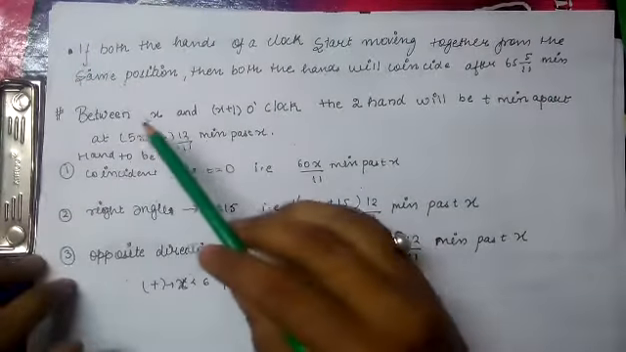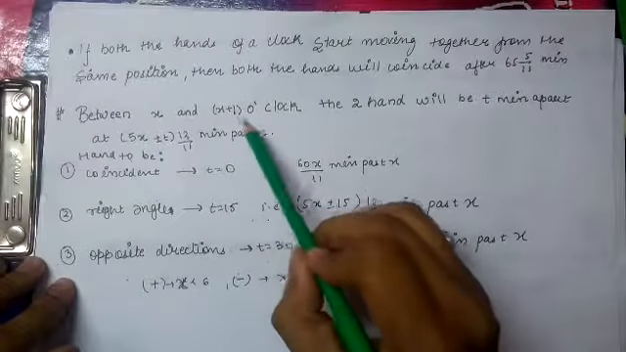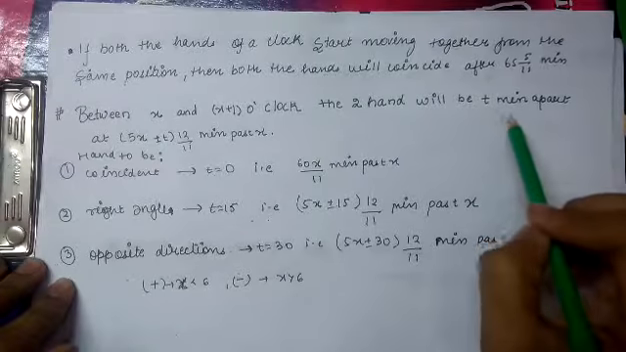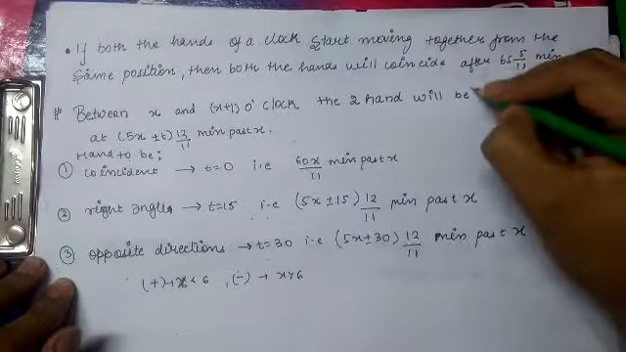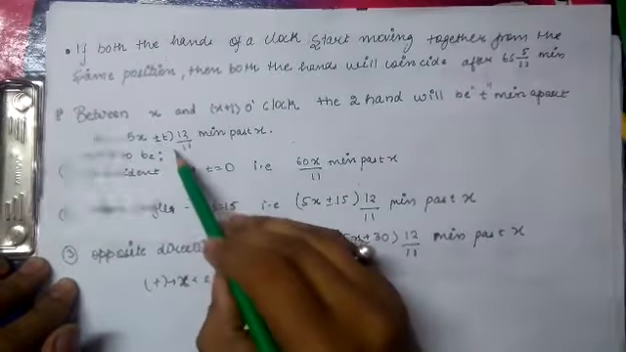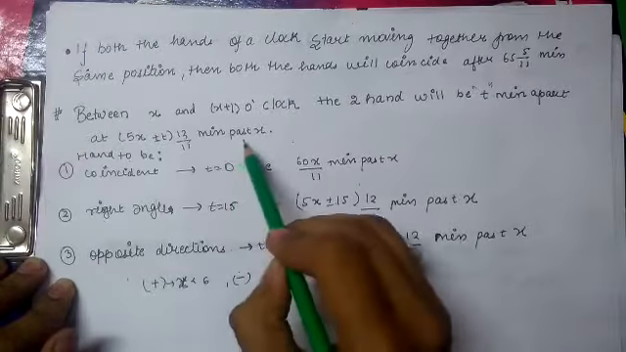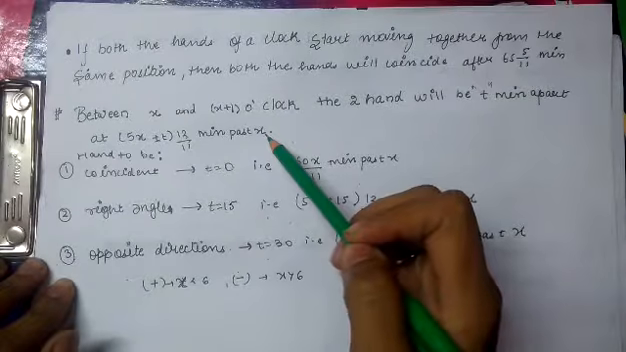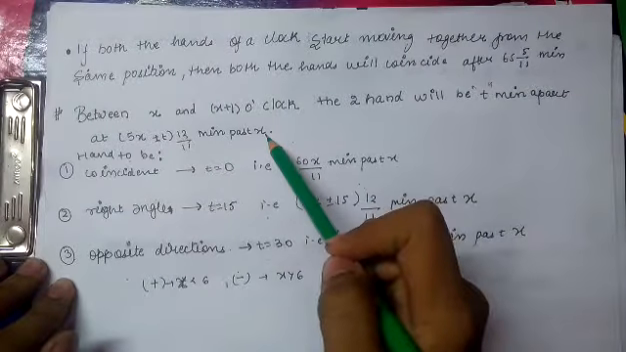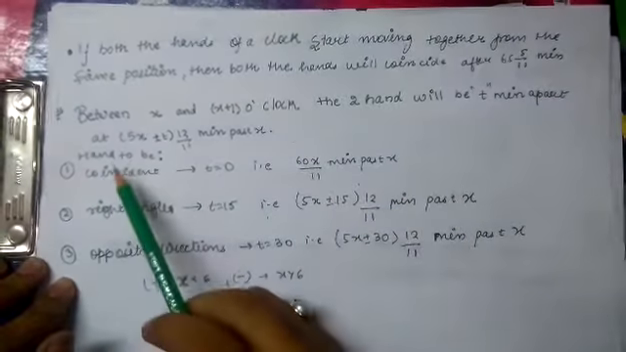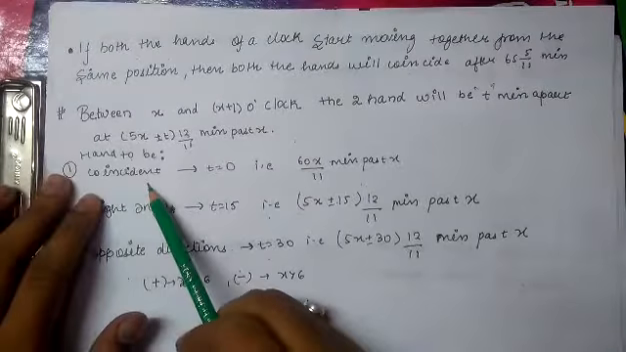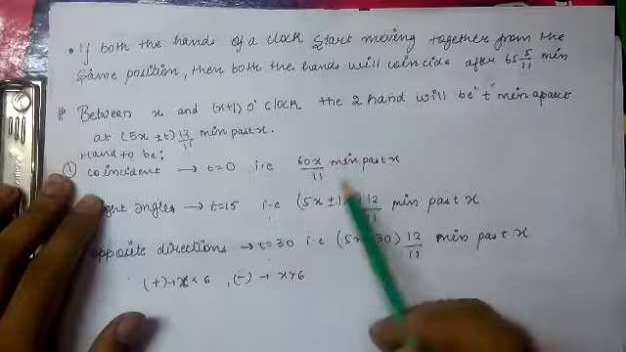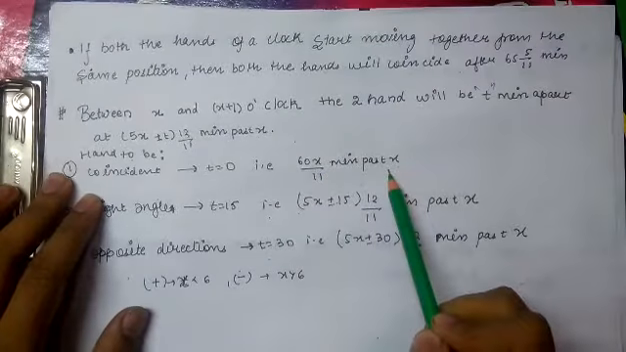Now we come to between x and x plus 1 o'clock. The two hands will be t minutes apart at (5x plus or minus t) times 12 by 11 minutes past x. This is a very important formula. By this formula we can solve the maximum number of questions. So if both the hands are coincident, then t is equal to 0, and the formula comes to be 60x by 11 minutes past x.